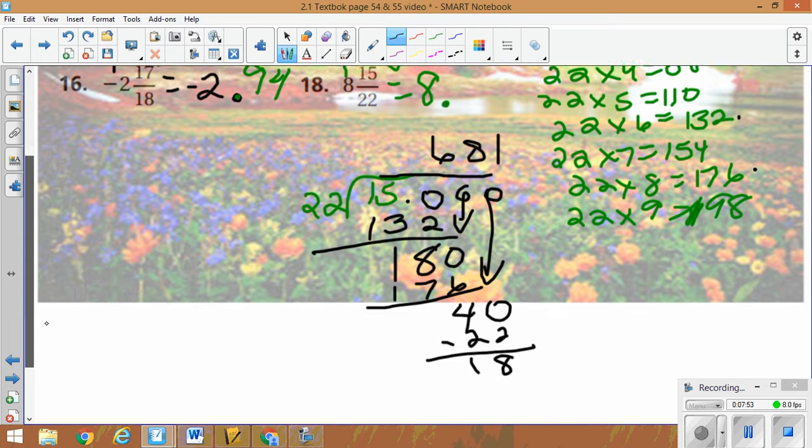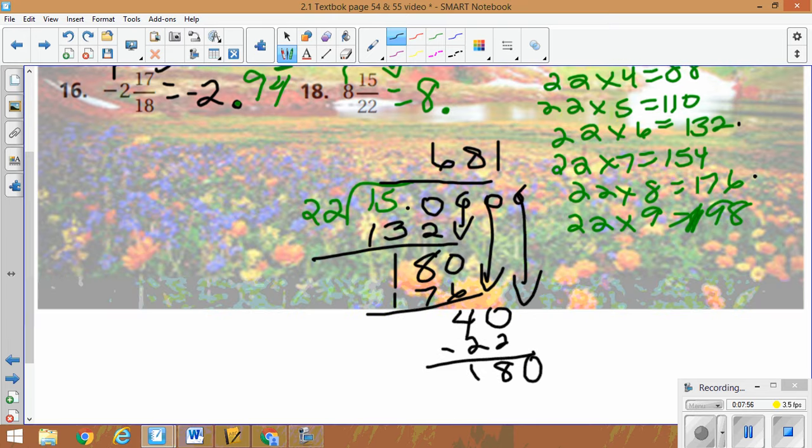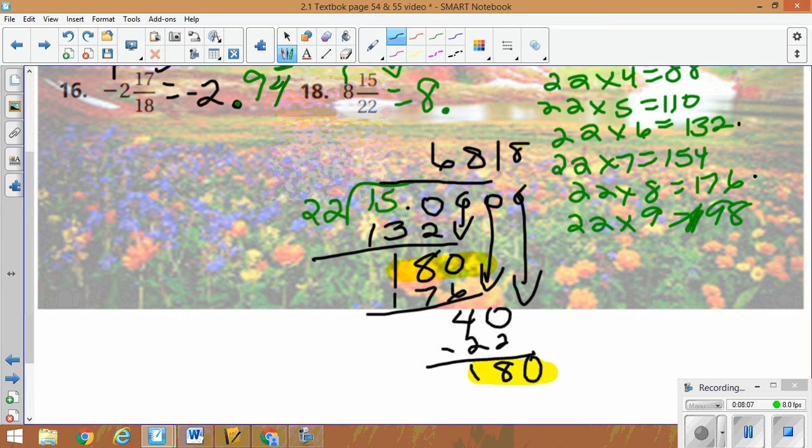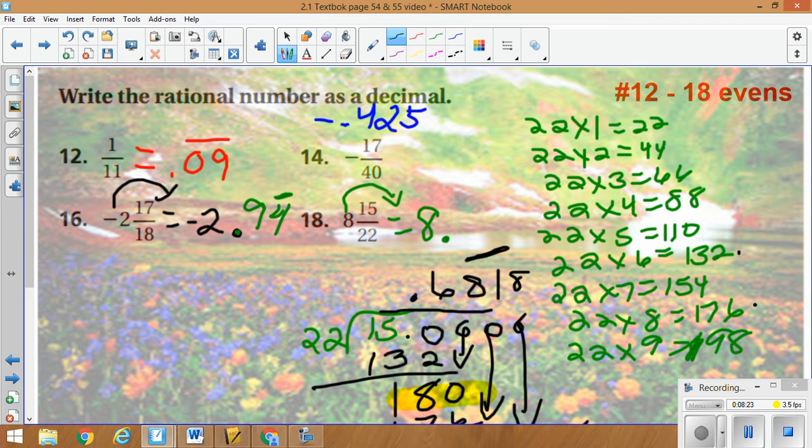Now, I'm not sure if you recognize this, but the pattern is going to repeat. I have 180 in here, and I'm going to get 180 over here. So 22 goes into 180 8 times, and that's going to give me 176 with 4 left over. So then that means the 40 is going to repeat. So the 8 and the 1 are going to keep repeating, but not the 6. Decimal point goes straight up. So I get an answer of 8.681 with a bar over the 81. So 8 and 681 thousandths.